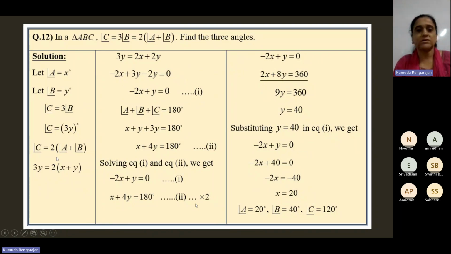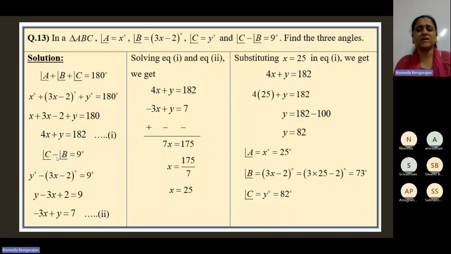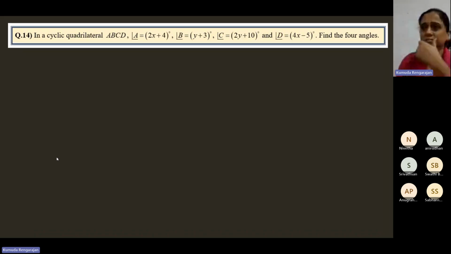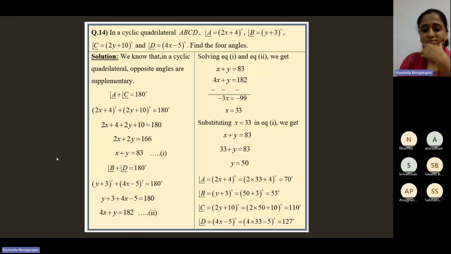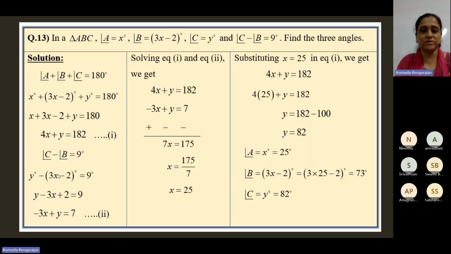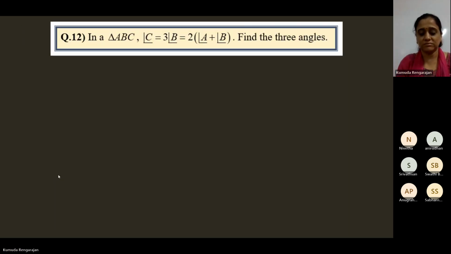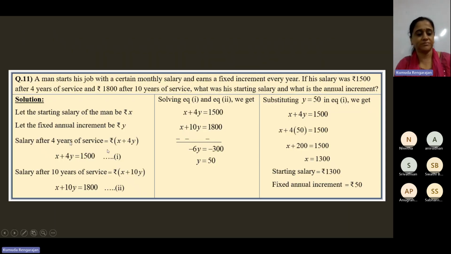So this cyclic quadrilateral, I think one question we did. Same question, huh? Oh, we have already tried one like this. So these two images I'll share on WhatsApp with you. Just go through them, 12 and 13. I'll share the images on WhatsApp.